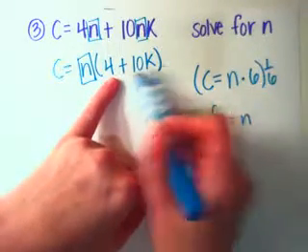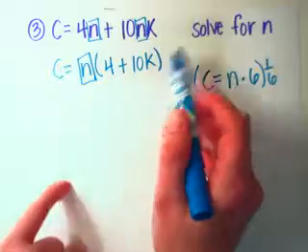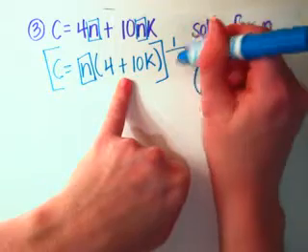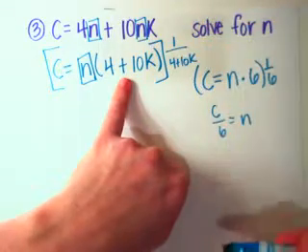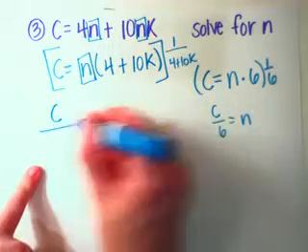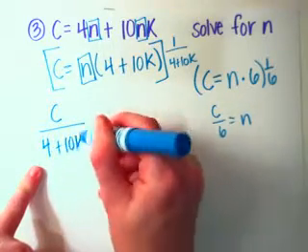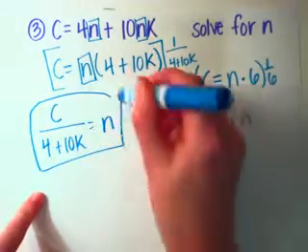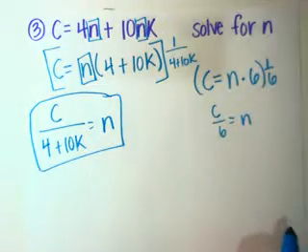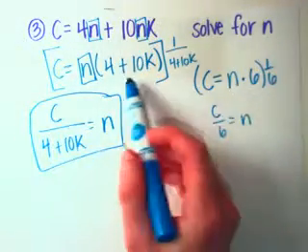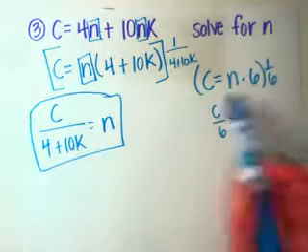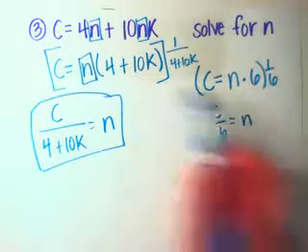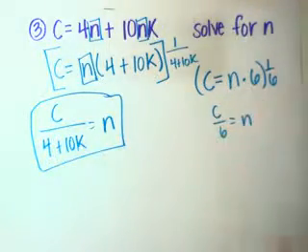Well, this isn't 6. This is 4 plus 10k. So I can multiply both sides by the reciprocal of this. So that'd be 1 over 4 plus 10k. So that's going to leave me with c over 4 plus 10k equals n. n is alone. So I'm finished with that problem. Sometimes it's helpful to take a simpler problem like I did over here and ask yourself, how would you solve this? And then reapply it to the problem that you're working at. A lot of times this will make things a lot more clear for you.